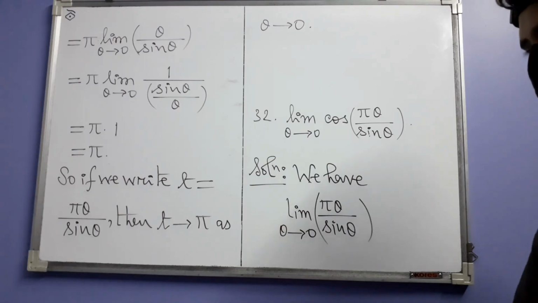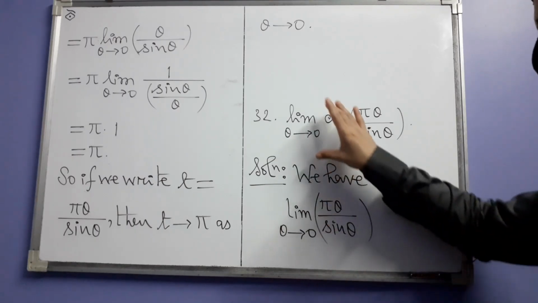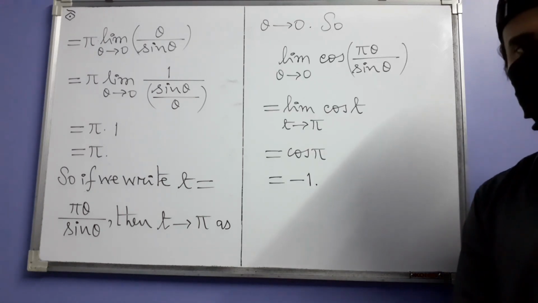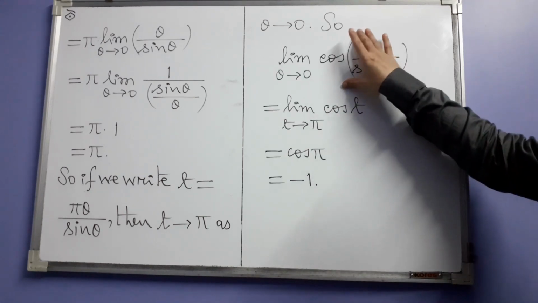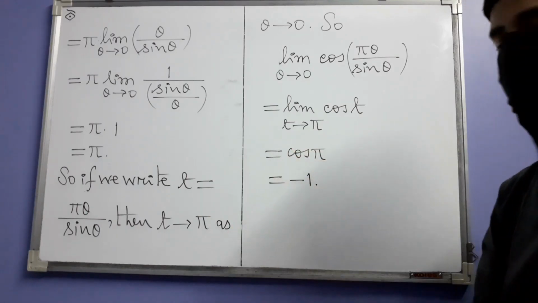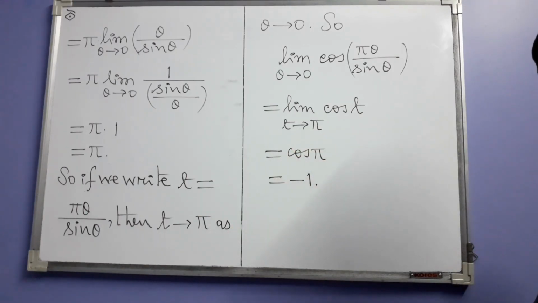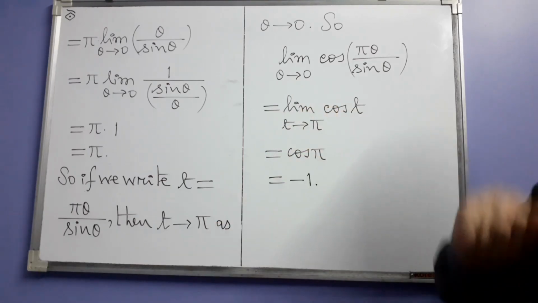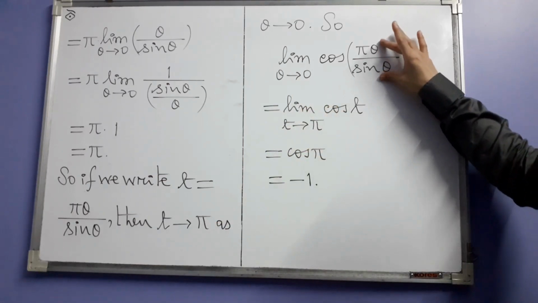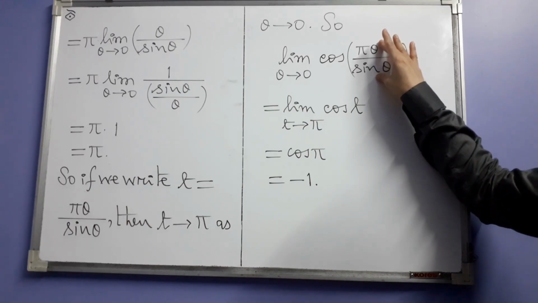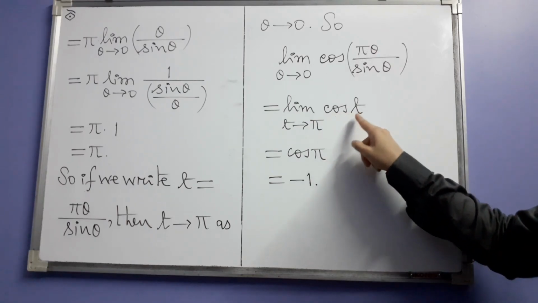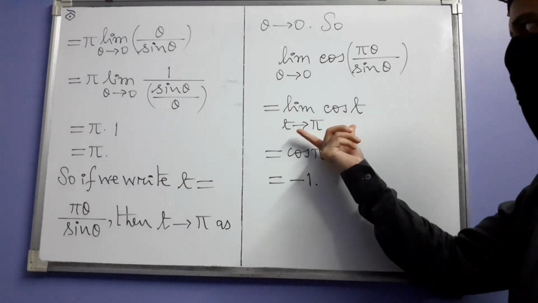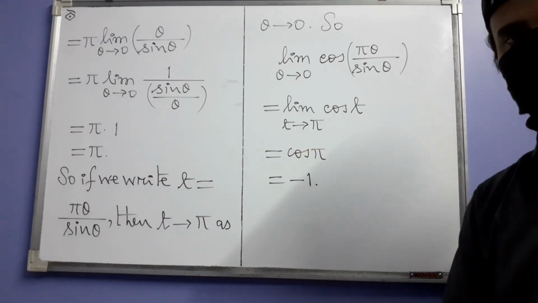So now we can use this information to finally say what this limit is. We can write this limit in terms of this new variable t. As theta tends to 0, t tends to pi. And this is what you are calling t. So that is why you can write cos t here. And then next, in place of this limit, we write cos pi.